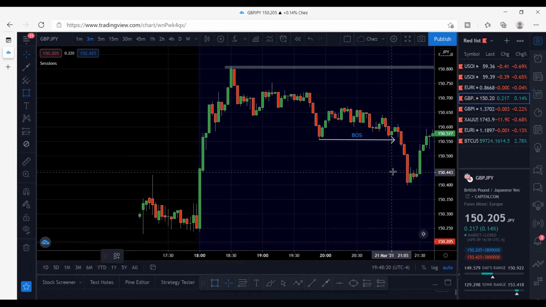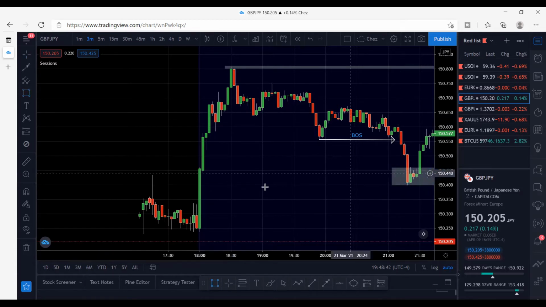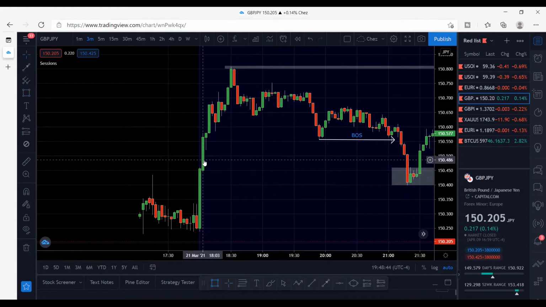So let's just map it out. This order block right here. So let's just map out this order block right here. Okay. We're moving forward.